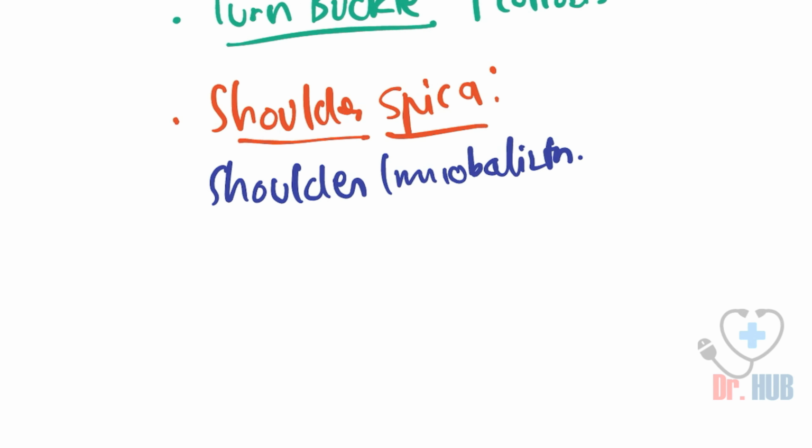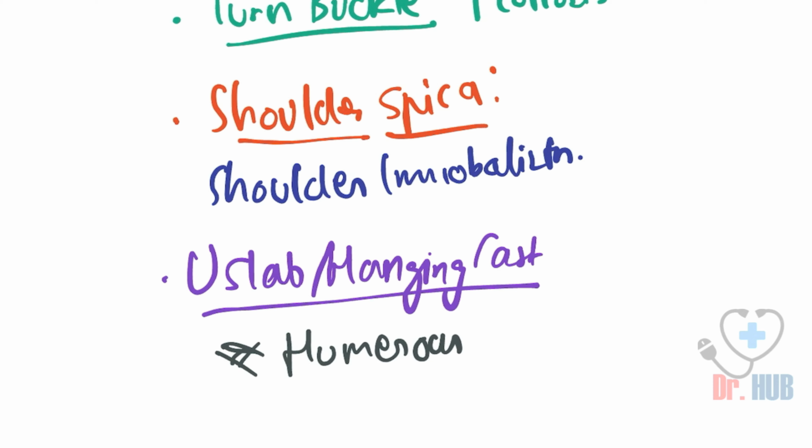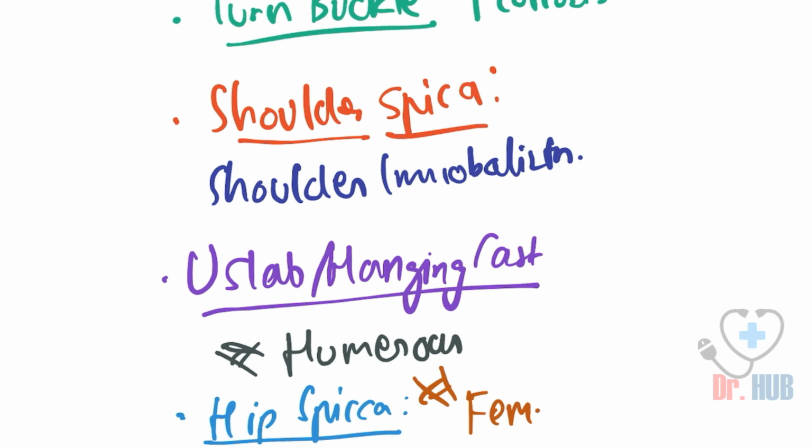After this, we go on to the U-slab, or the hanging cast. In the U-slab or the hanging cast, we look at the fracture of the humerus. And then we look at the hip spica. In case of the hip spica, it is used for the fracture of the femur.